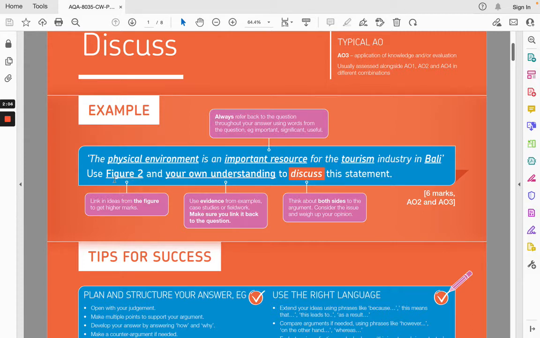You're looking at figure 2 and your own understanding, maybe from your own fieldwork studies, so this could be ecotourism in Malaysia. You're looking here at the physical environment being an important resource, and you're linking back to this. It's probably going to be to do with the landscape of the area that attracts people in. If you know of Bali, it is beautiful, and it's obviously wanting you to refer to that. So again, that little bit of balance. You would say it is an important resource for these reasons. However, it's not just this, and you could give that little bit of balance.